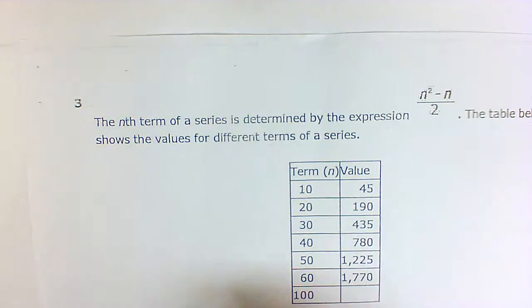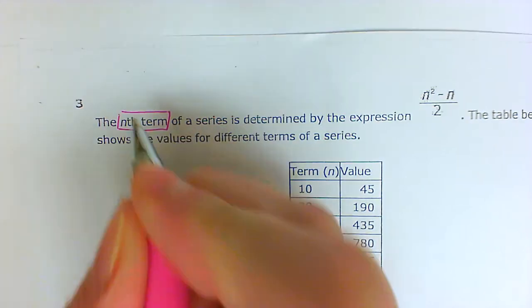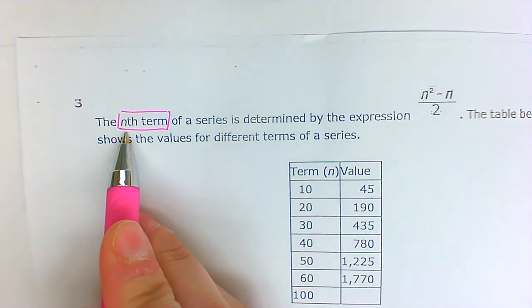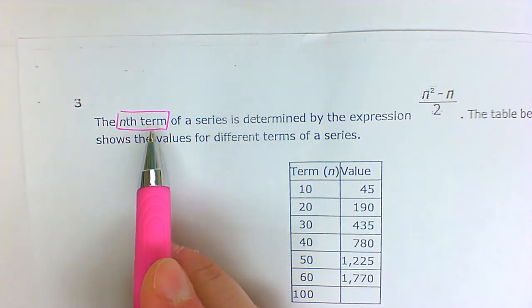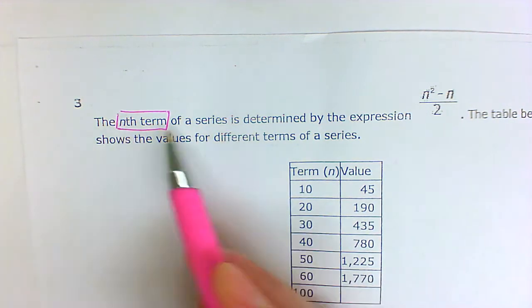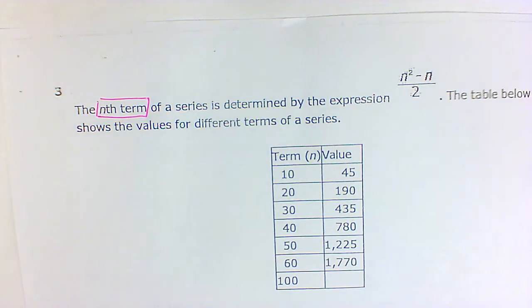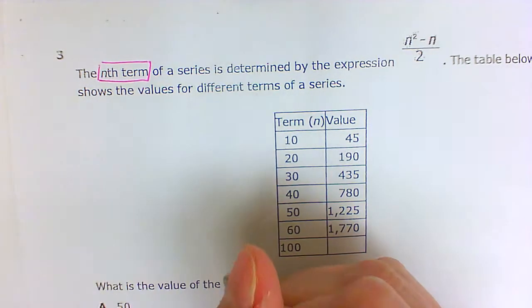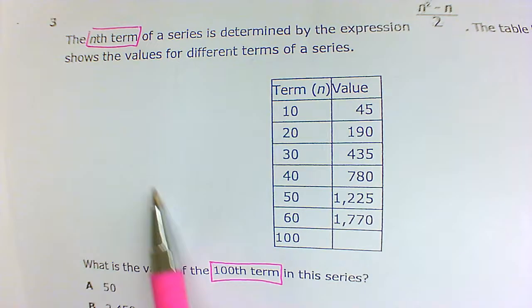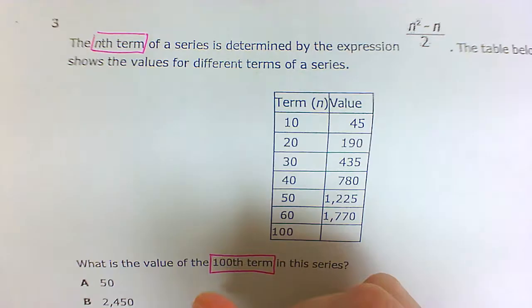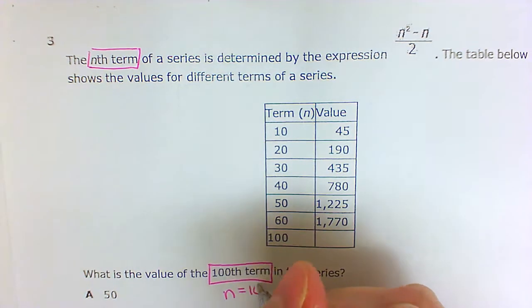Well, when you look at this problem, when they say the nth term, all that means is that it could be like the 10th term, the 5th term, the 6th term, the 7th term, whatever number, but any number in this series can be determined with this equation. So when they tell me that I want to find the 100th term, and n is talking about the number of terms, well, they're just telling me that n equals 100.